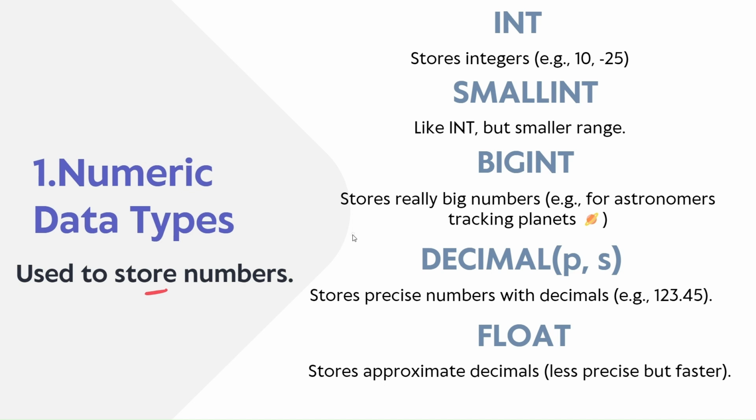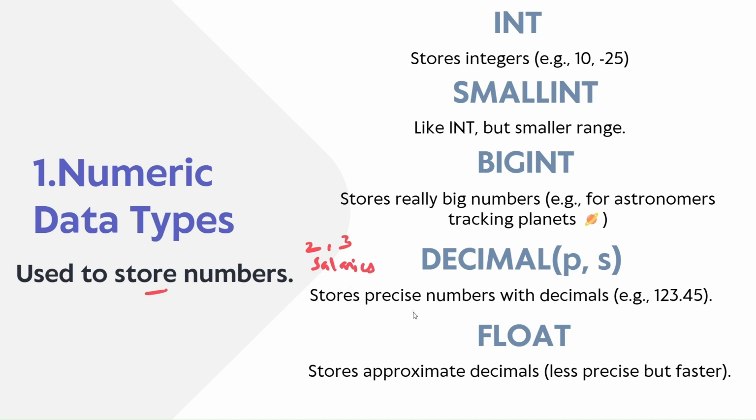Next comes DECIMAL. It is generally used to store precise numbers with decimals, for example 123.45. The scale generally denotes how many decimal digits we have to store. Let's say if I want to store up to 2 decimal places, then I can use 2, if not 3. You got the point, right? It is generally used for salaries or balances.